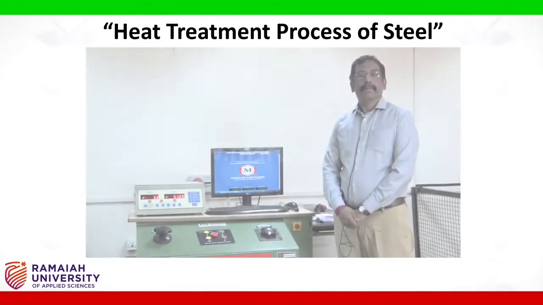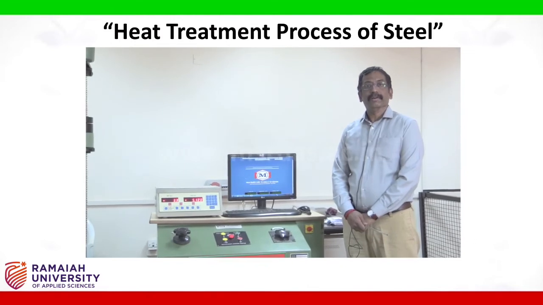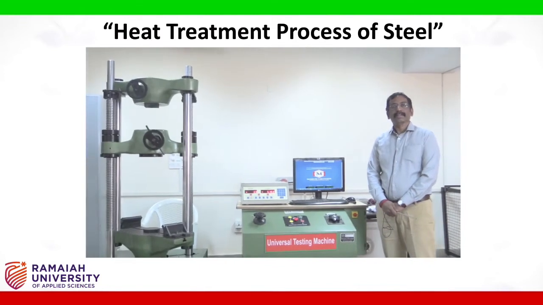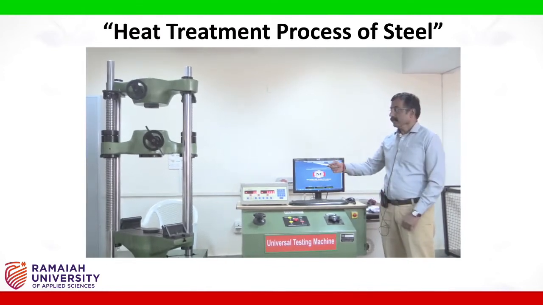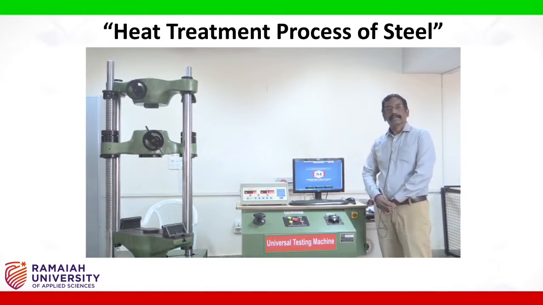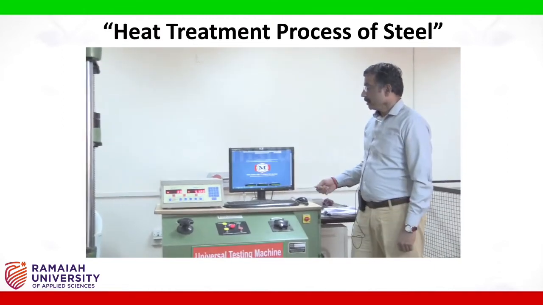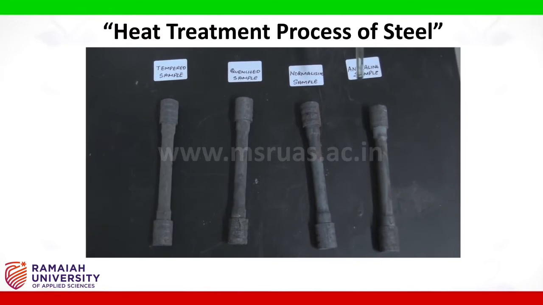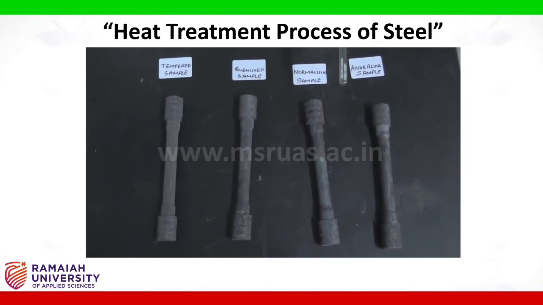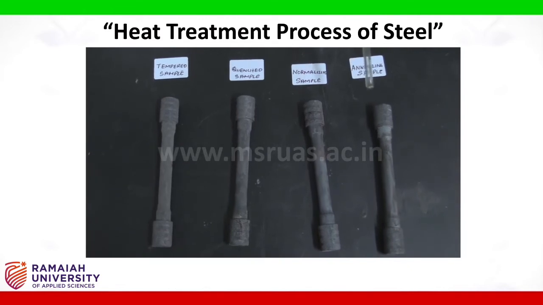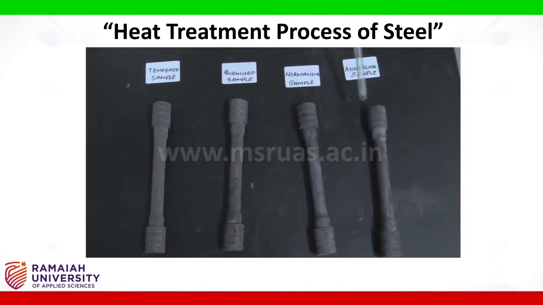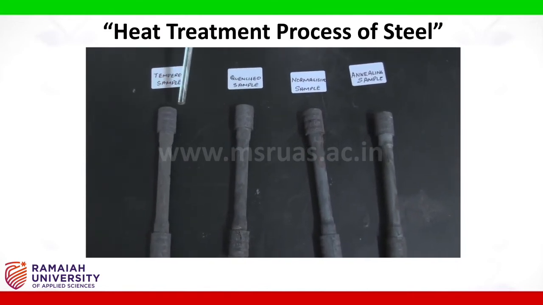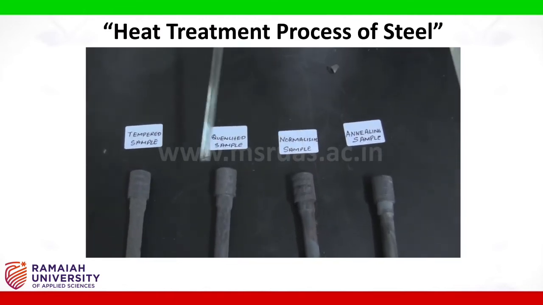Hi students, welcome back. After doing the heat treatment process on the steel like annealing, normalizing, quenching and hardening, let us do the tensile test on all the samples. For that we have got a universal testing machine. On this the tensile test is carried out, and we have got a computerized setup where the data is analyzed. These are the 4 tensile test samples after heat treatment as per ASTM standard E8: annealed sample, normalized sample, quenched sample, tempered sample. Now let us carry out the tensile test on all the 4 samples.